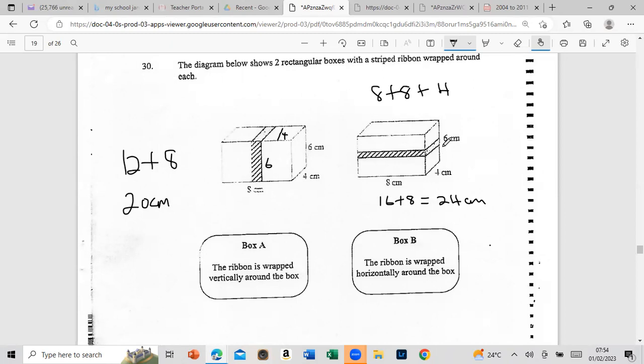So again, another 4. Anyway, take it. Box B of the longer ribbon.